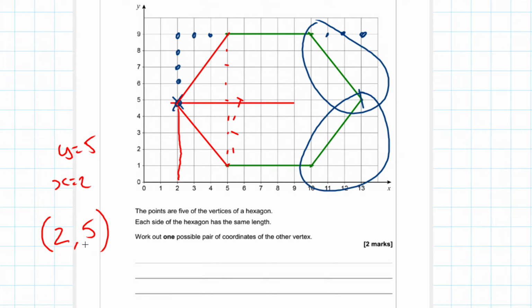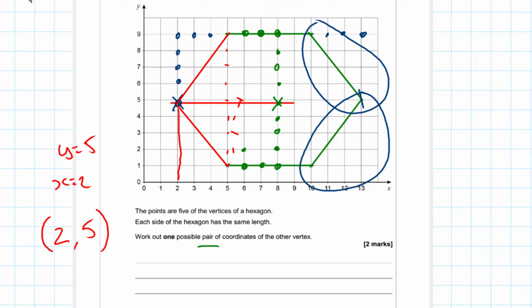Now there is a second possible coordinate. Because of the length of the side, we can also go 3 units to the right instead of going 3 units to the left. So be careful when it wants a possible pair of coordinates. That means you're going to find 2. So in this situation, we're going to go 1, 2, 3 coordinates to the right instead, and then down 1, 2, 3, 4. And again, we can do the same here. 1, 2, 3 coordinates to the right, and then 1, 2, 3, 4.